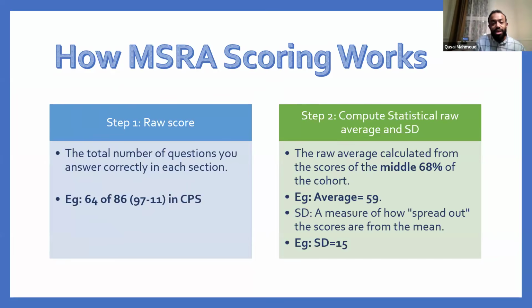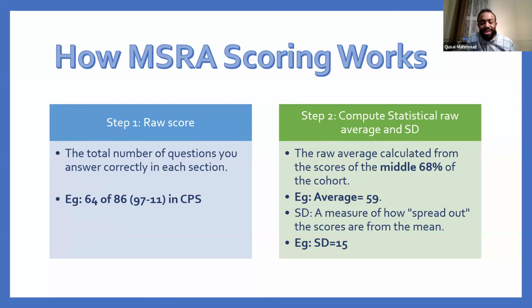So the first step, they calculate the raw mark. What does that mean? Let's talk about the clinical part because it's easier to demonstrate. As we say, there are 97 questions. 11 of them are just pilot questions. So you will be scored against 86 questions. Okay. So let's say you have had 64 questions correct out of 87. So your raw score now is 64. You have 64 points. How do they process that? Then we'll come to step 2.